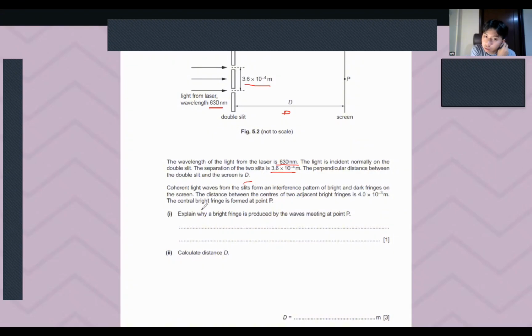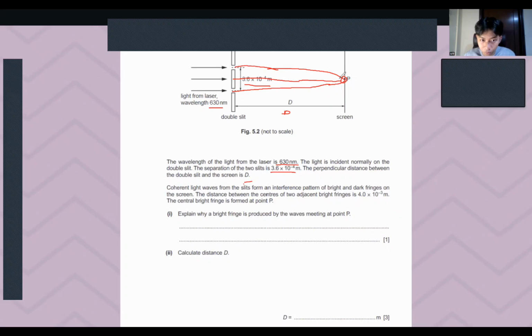Okay, so this was mentioned in the figure, right? Parallel light waves from the slits form an interference pattern of bright and dark fringes on the screen. The distance between two adjacent bright fringes is 4 times 10 to the power of minus 3. So this is the central bright fringe where the bright fringe is formed. Explain why a bright fringe is produced by the waves meeting at point P. So if you see, from this slit, when light comes out, it will form lines like this, and this.